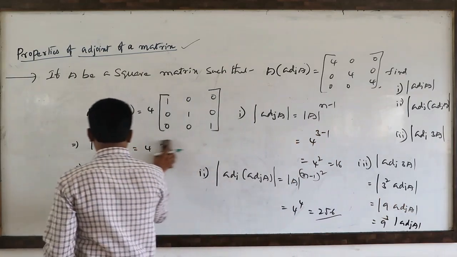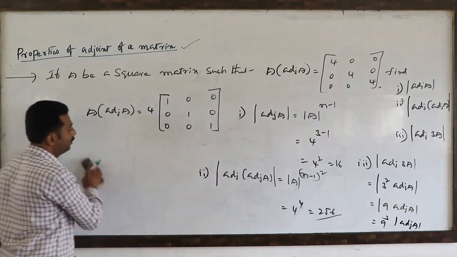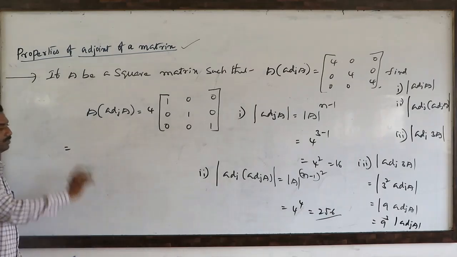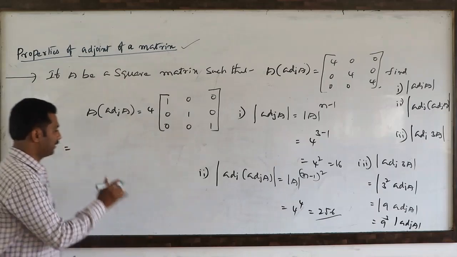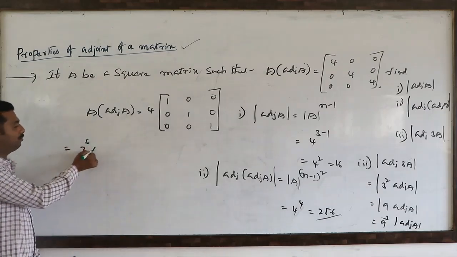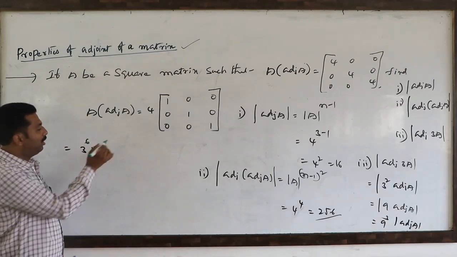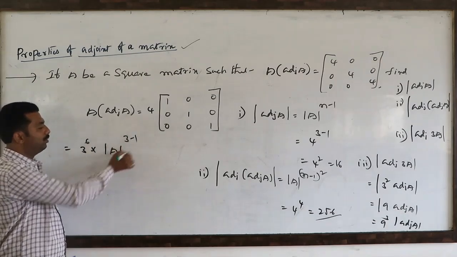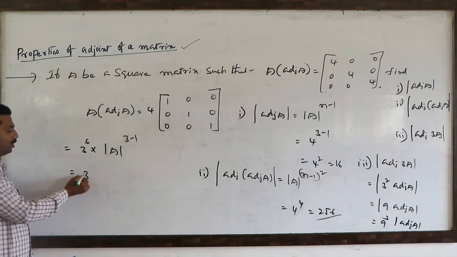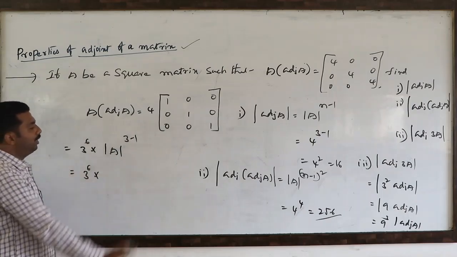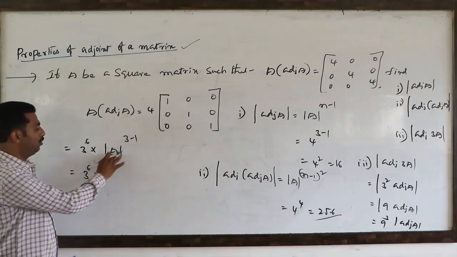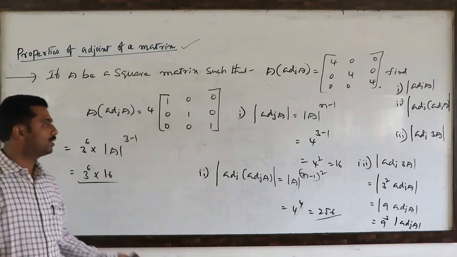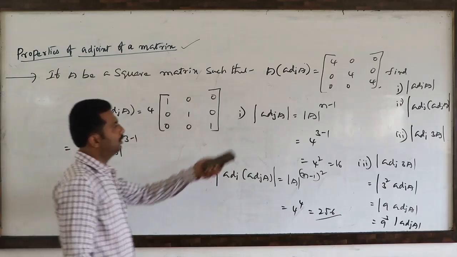So 9 cube or 3 square means 3 to the power 6. This is 3 to the power 6 into determinant of adjoint of A, which means determinant of A whole power n minus 1, that is 3 minus 1. So this is 3 power 6 into determinant of A, which is 4. 4 square means 16. So 3 to the power 6 into 16. This is the answer for this type of problem.